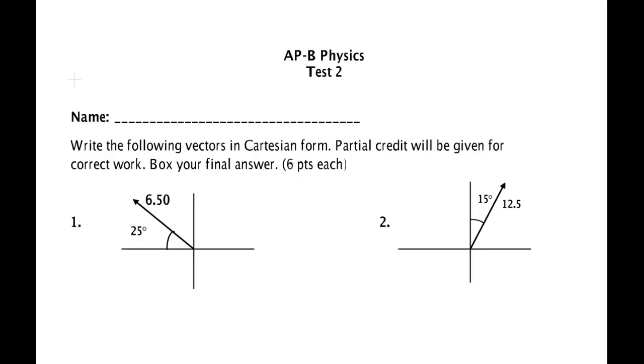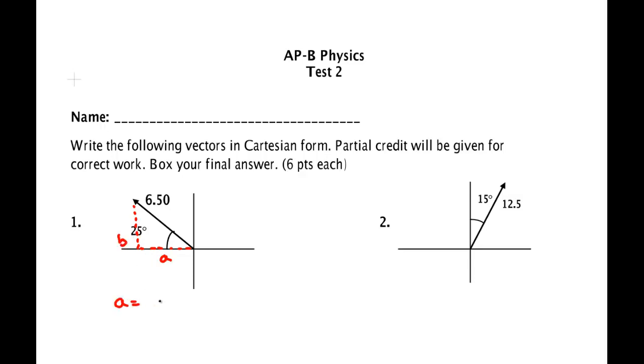Okay, this is part one on the solutions for the problems on test 2 of the fall 2013 APB physics course. In this case, we have a set of vectors, and we're asked to convert those vectors into Cartesian form. So we're looking at finding these sides of a triangle right here. I'll call this side A and this side B.